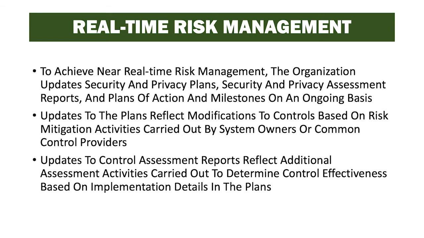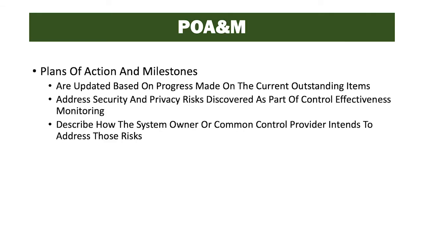The plan of action and milestones are updated based on progress made to the current outstanding items. They address security and privacy risk discovery as part of the control effectiveness monitoring and describe how the system owner or common control provider intends to address those risks. So there's really two things going on here with the plan of action and milestones. We're continuing to address those items, those deficiencies that were uncovered in the initial assessment. We're closing those things out.